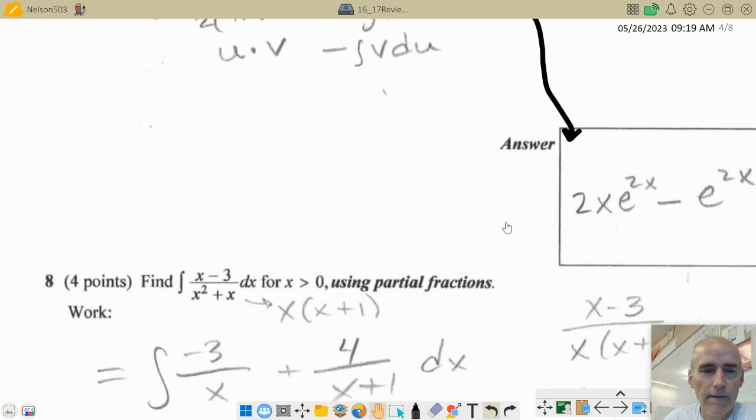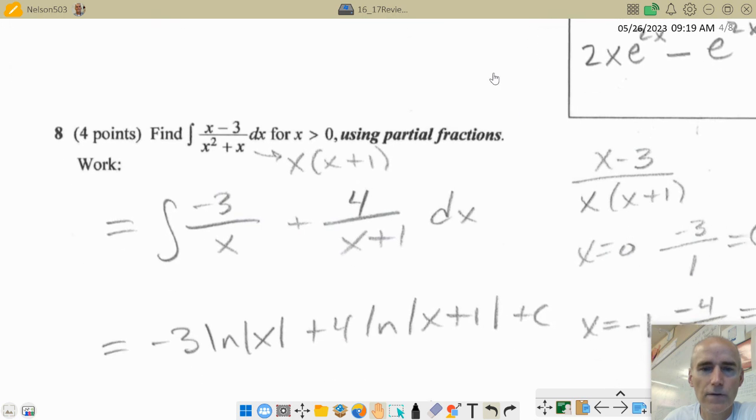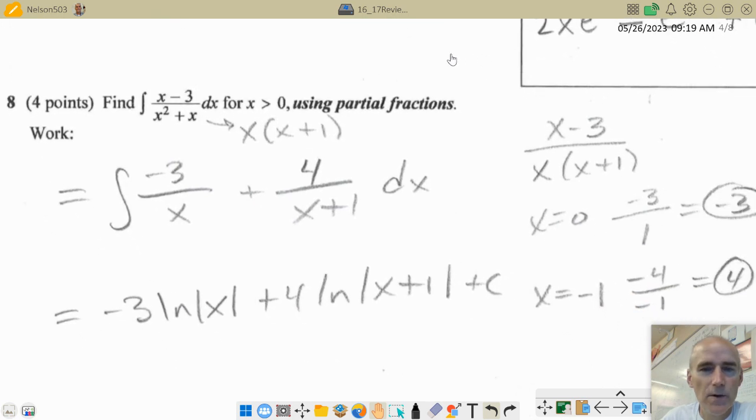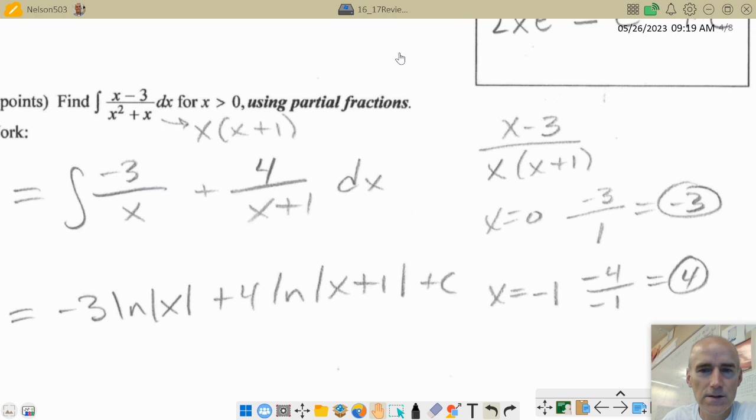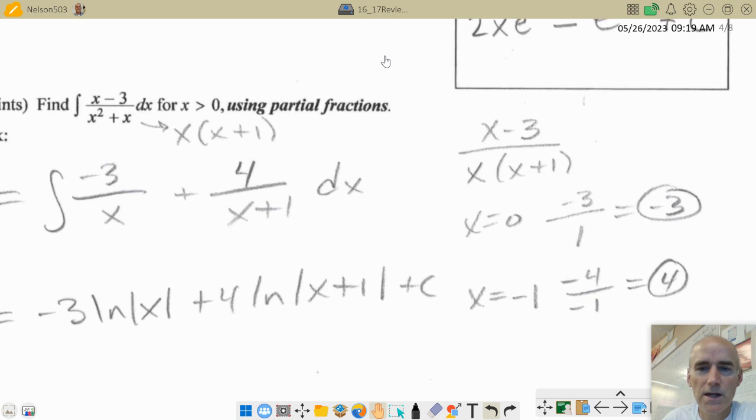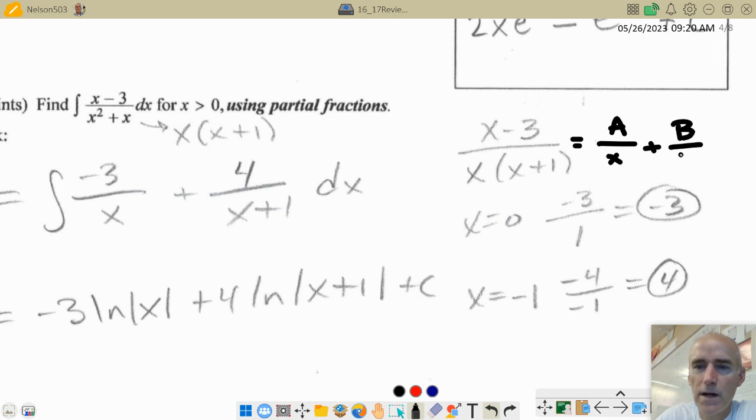Number 8, partial fractions. Oh boy, partial fractions. So how does this work again, this Heaviside technique? What you want to do is you want to break up this guy into 2 fractions, right? A over x plus b over x plus 1. And we said, look, if we're worried about when x is 0, I could multiply both sides by x. And if I did that, if I multiply by x over here, this x would cancel out with that x. This x here would cancel out with that x.